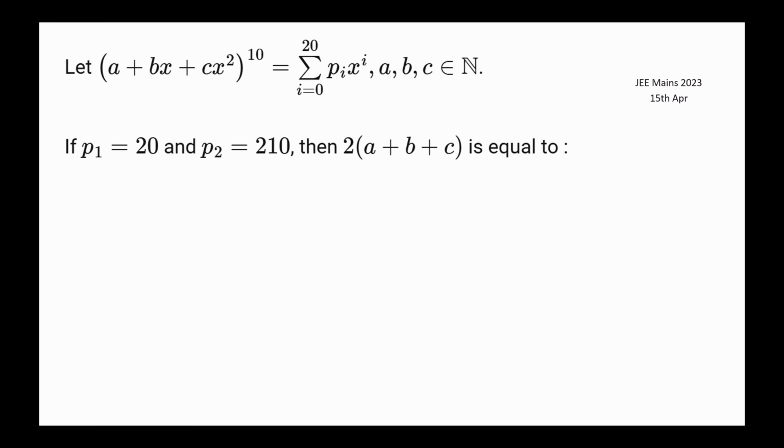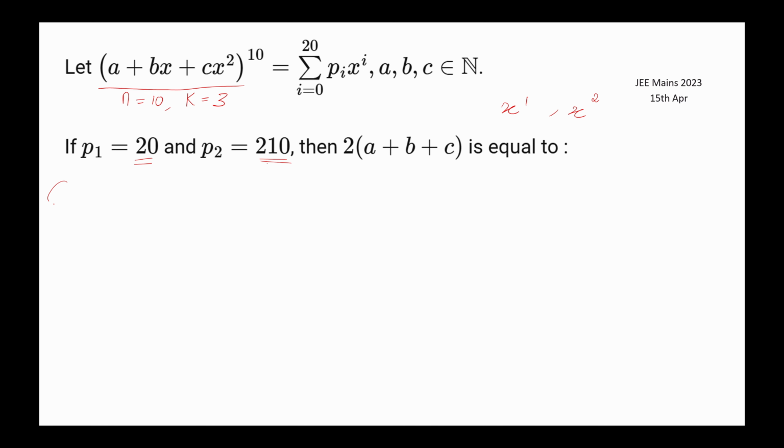Now this question was a good one. It was asked in 2023. This was a good question asked by JEE Mains on the multinomial theorem. a plus bx plus cx square whole to the power 10. So whenever we have the multinomial theorem, one thing we can clarify from this is that our n is equal to 10 and k is equal to 3, because we have 3 terms and k used to be the number of terms. They've given us that p1, that means when we take the coefficient of x to the power 1, the value we are getting is 20. And when p2, that means when we are finding the coefficient of x square, that coefficient is 210. Then we have to find the value of a plus b plus c.